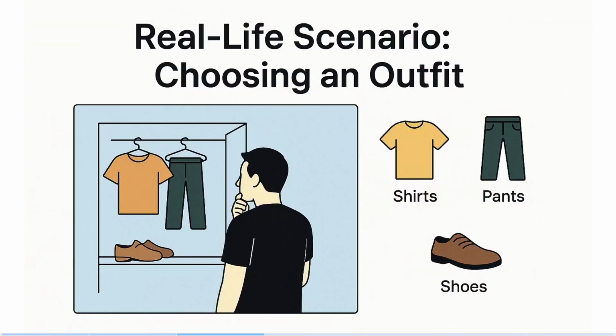Let's bring this to life with a simple scenario. Imagine standing in front of your closet trying to decide what to wear. You have a few shirts, a couple pairs of pants, and some shoes. You want to know how many unique outfits you can make from what you already own. This is a classic example of a combinatorics problem. Each category, shirts, pants, and shoes, represents a set. We want to calculate the number of ways we can combine one item from each set.